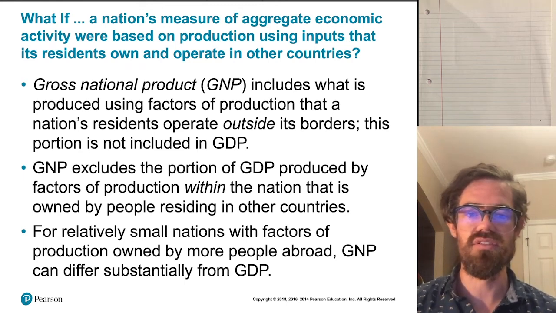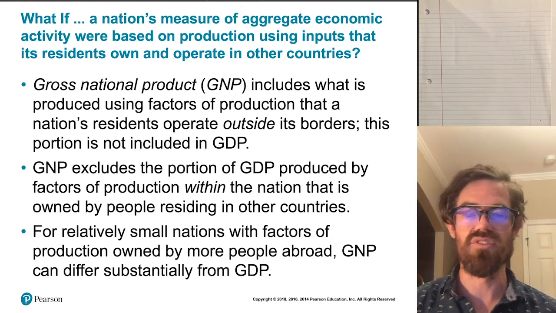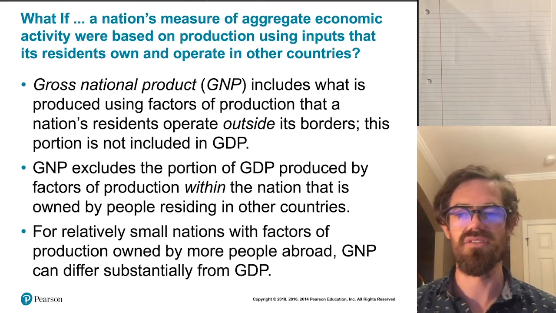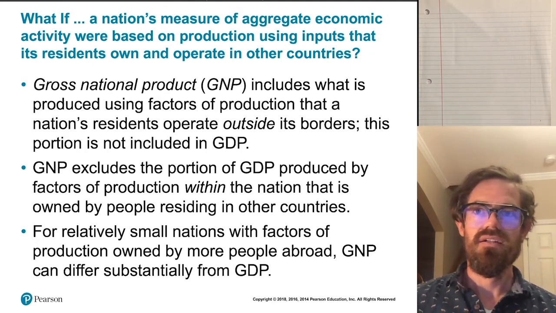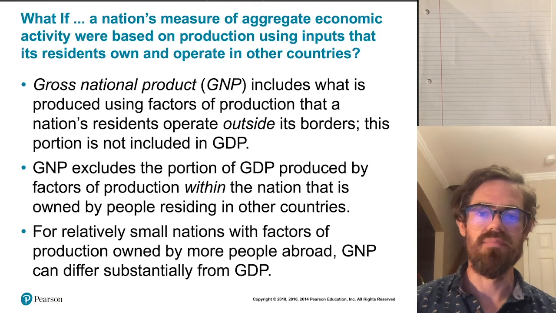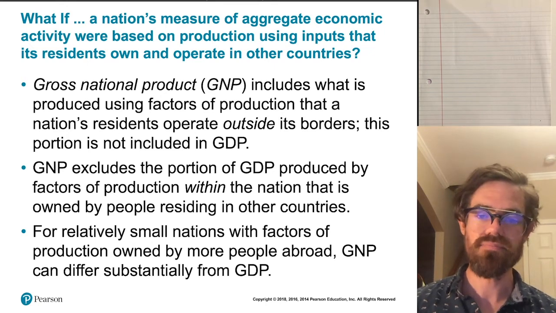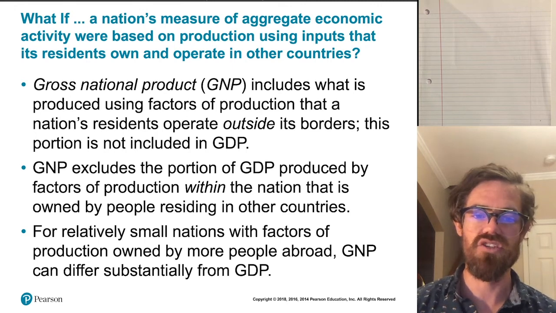GNP excludes the portion of GDP that's produced by factors within the nation that are owned by people residing in other countries. So, for example, Toyota has factories in the United States that make cars. Those cars that are made in the US by Toyota are part of GDP. But they are not part of our GNP because those resources are owned by residents of Japan. And so hopefully you're getting an idea of the difference between GNP and GDP.